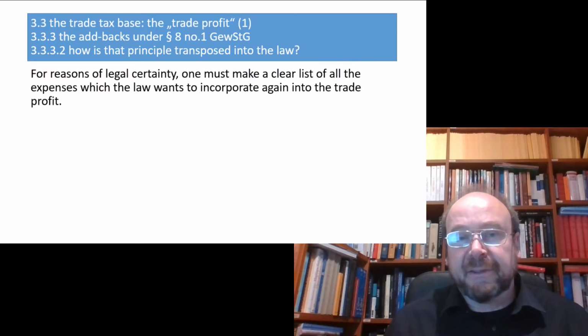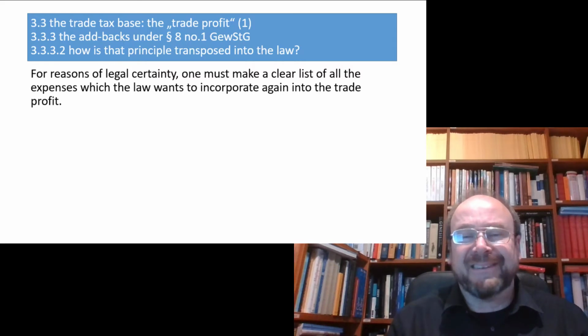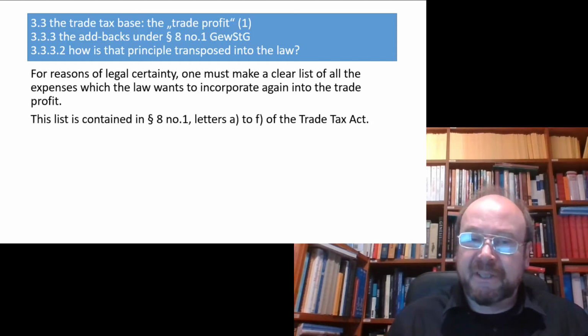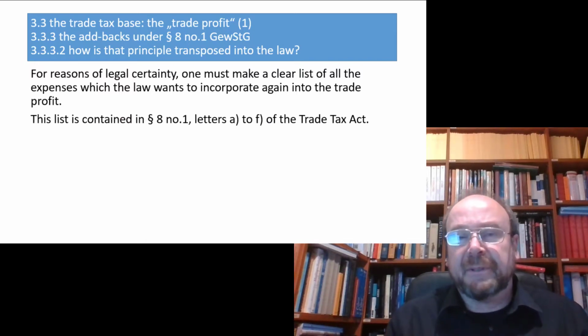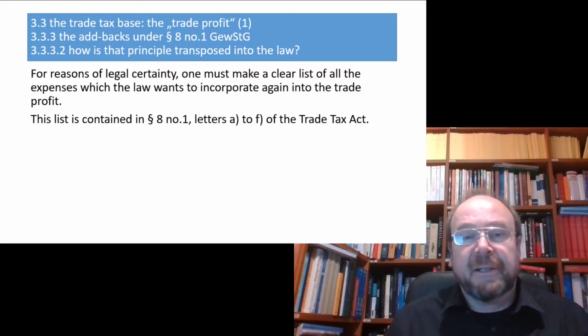Now, for legal certainty reasons, you cannot just say everything which is suspicious of being subject of a trade tax saving trick will be added back. You must make a clear list of all the expenses which the law wants to add back to the trade profit. And so what can you do here? You need to set up a list. That list can be found in paragraph 8. That's add backs to the trade tax base. And the list is there in number 1, letters A to F. So it's 6 positions.